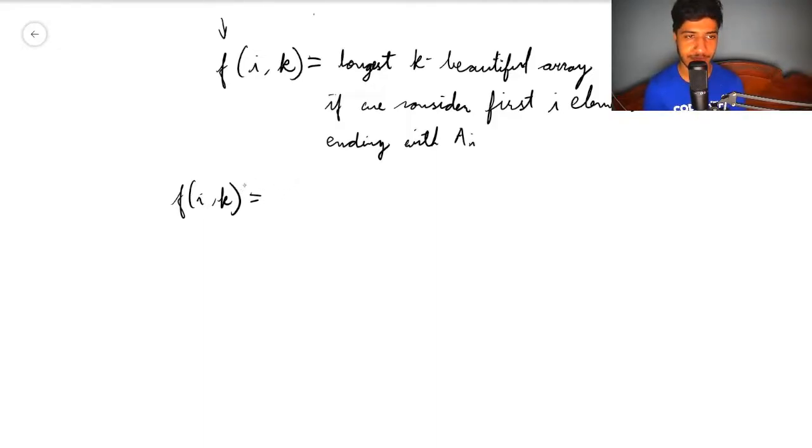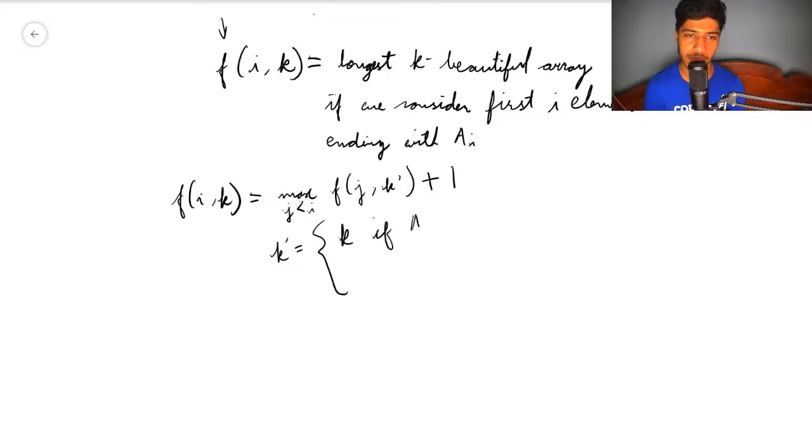Okay. So if you look at the editorial, it kind of gives it as max of j less than i of f(j, k') plus 1. We will see what this means. And k' is equal to k if a_i equals a_j, or k minus 1 otherwise. So what does this mean?